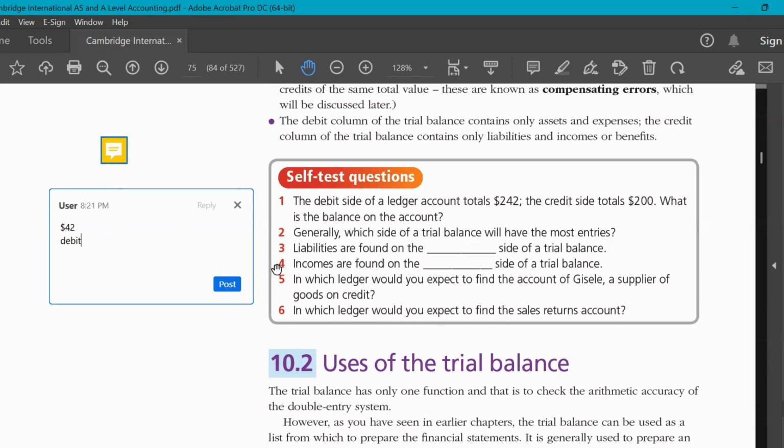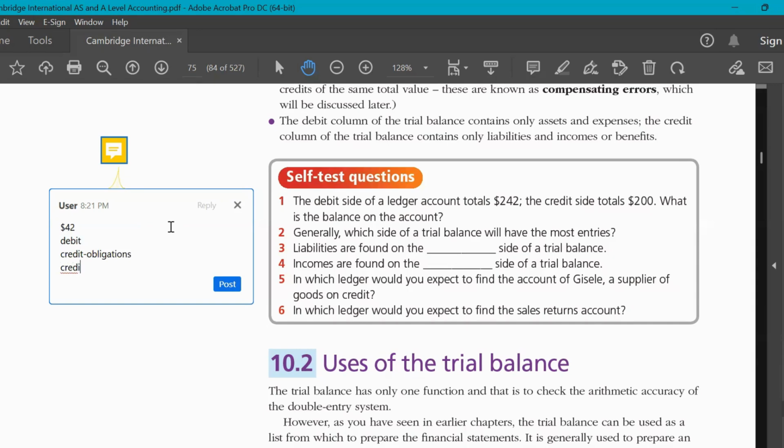So number two, debit. Number three, liabilities are found on the blank side of the trial balance. Of course, liabilities are found on the credit side of the trial balance, because they represent obligations, such as overdrafts, loans, and even the creditors. Liabilities increase on the credit side. Another is number four. Incomes are found on the blank side of the trial balance.